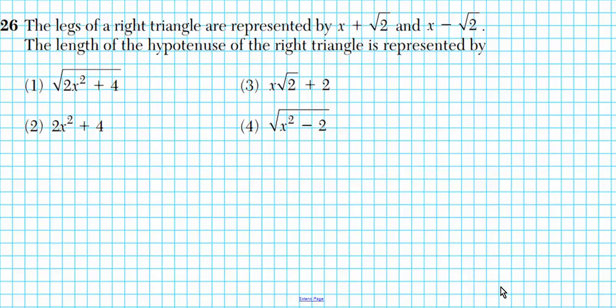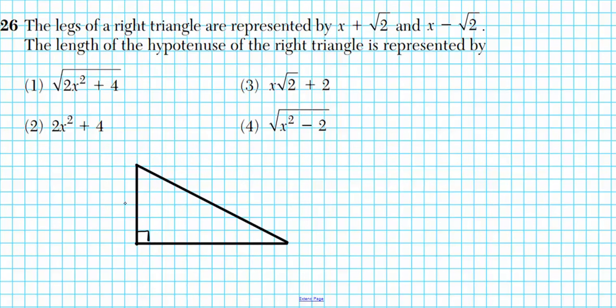All right, let's take a look at question number 26. It says the legs of a right triangle are represented by x plus root 2 and x minus root 2. The length of the hypotenuse of the right triangle is represented by, so let's give ourselves a visual. That's always helpful whenever you are talking about a geometric figure presented in text format. The beauty of giving yourself a visual is that you are less likely to make errors when substituting components into your related formula. So let's draw ourselves a right triangle here.